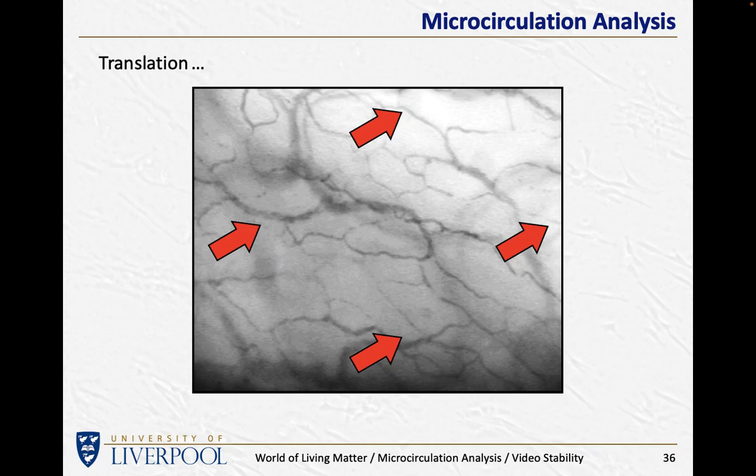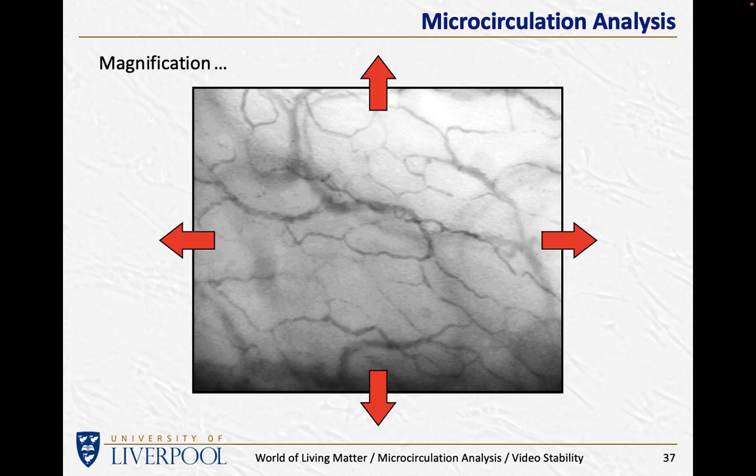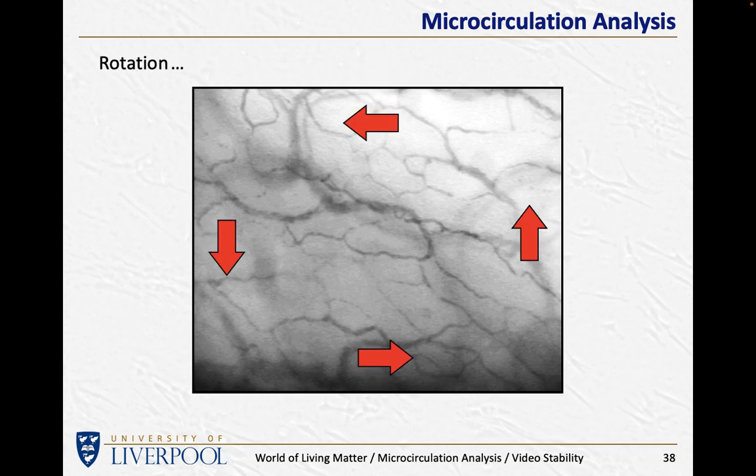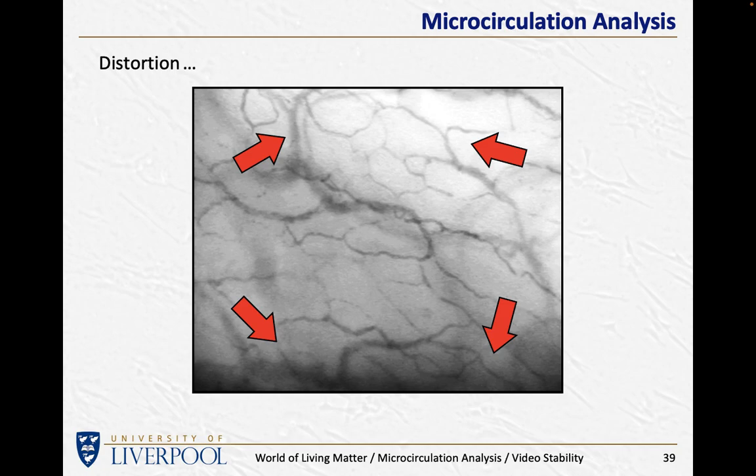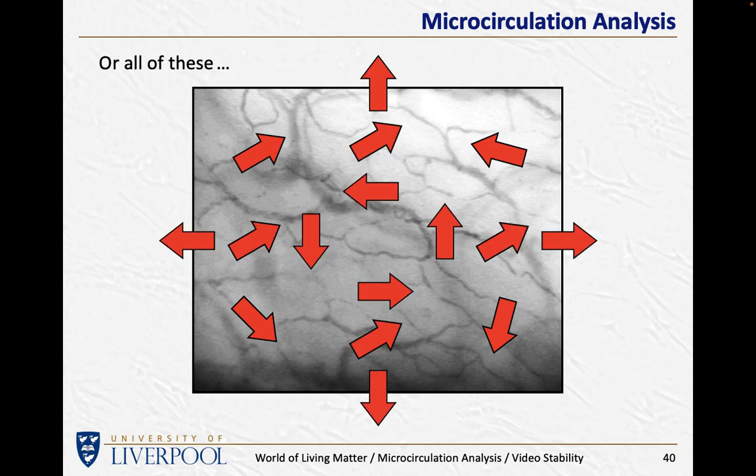So the image you're looking at could, in principle, this network of invisible capillaries could, in principle, drift across the image. Or the magnification might change, in which case the actual size of the capillary network changes. Or it might actually rotate during the video, in which case the entire thing will rotate round. Or there could be distortion of different tissues stretching or collapsing. Or more likely, there's going to be all of the above.